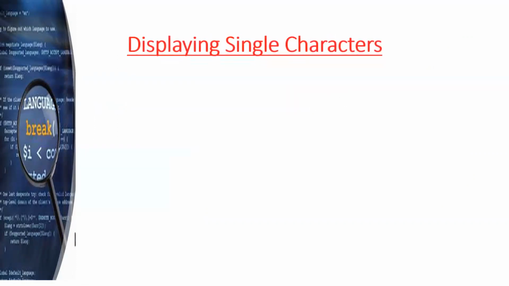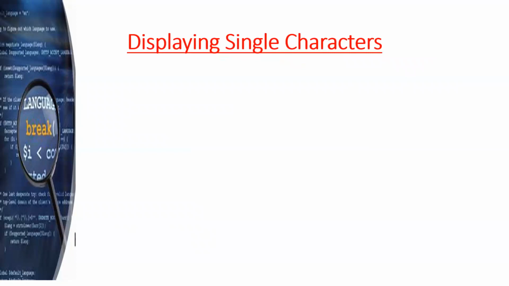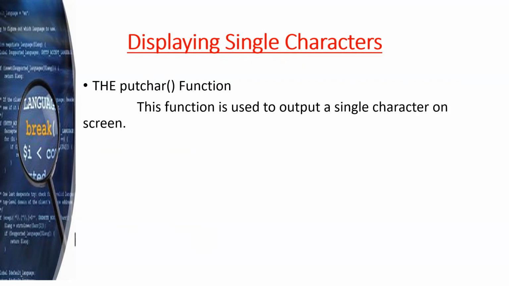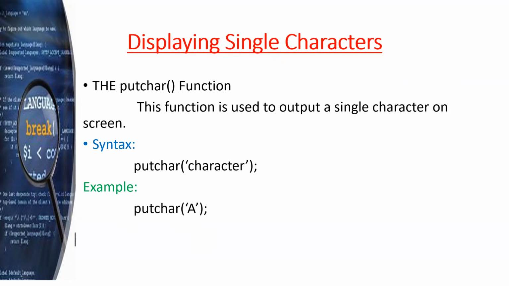The first thing is displaying single characters. When you want to display a single character, you will use the putchar function. This function is used to output a single character on the screen. Syntax: putchar, small brackets, and with inverted commas you write the character, and it must be terminated with a semicolon. Example: putchar('A').